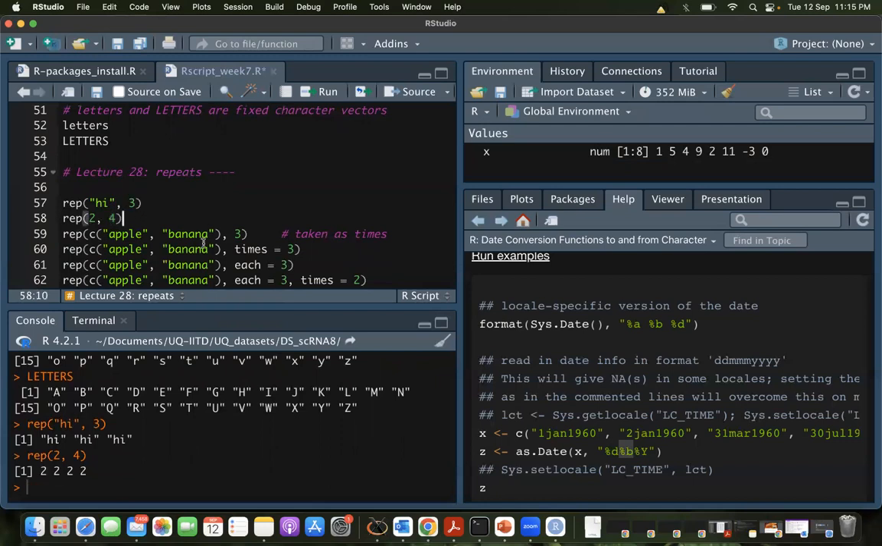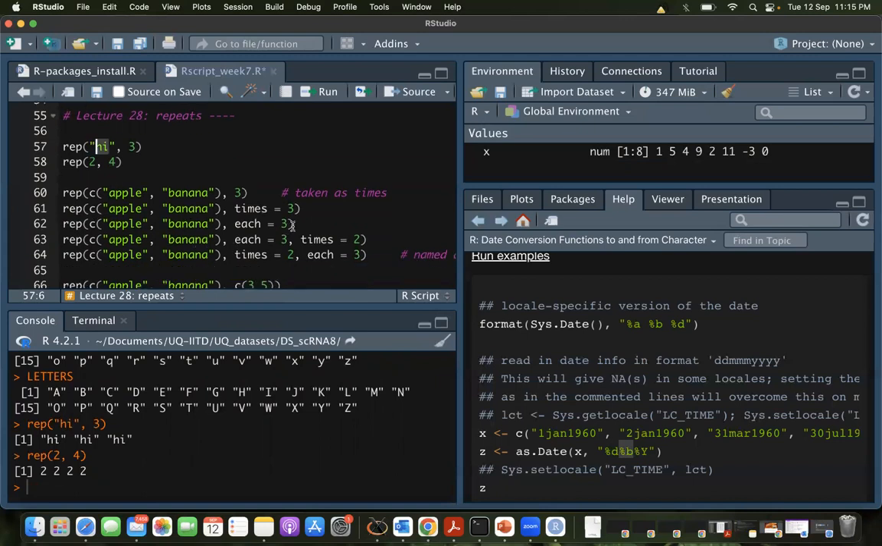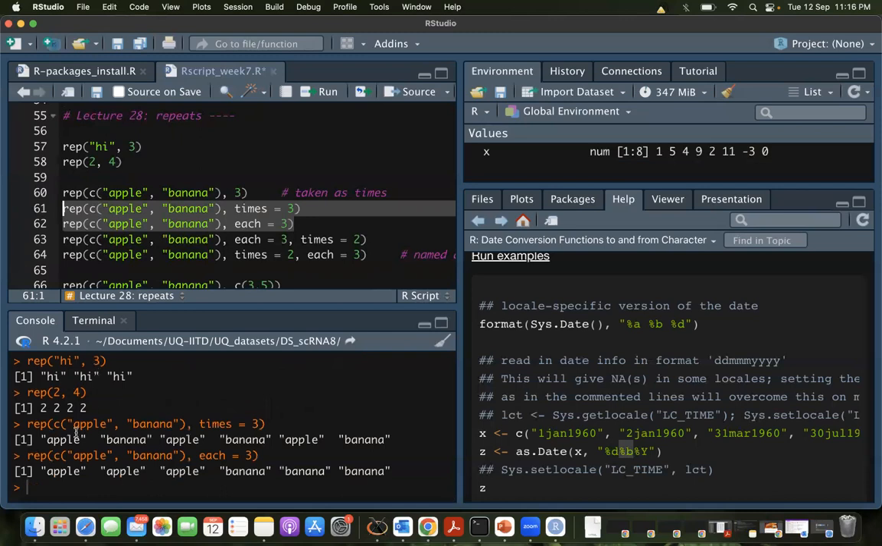So that's there. And then it can so happen that instead of repeating one thing, you have many things to repeat. Okay, you can have multiple things to repeat. So now you have two options. If I say I want to repeat apple comma banana 3 times, you see there are these two options. You can have apple banana, apple banana, apple banana, or you can have apple apple apple, banana banana banana, right? So they're both repeating in some way or the other.